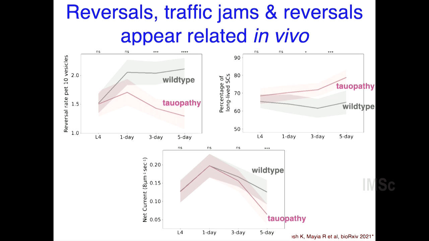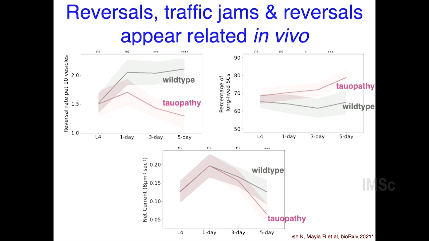So now let's circle back to the disease condition. Because we have a disease model in C. elegans, we can look at that. We can look at reversal rates, we can look at the number of cargo that are stalled, and we can look at net current. When you look at reversal rate, what you see, from a preteen or an adolescent to an adult going on to a middle-aged adult, is that your reversal rate goes up and continues fairly high in normal animals. In your sick animals, your reversal rate goes up a bit but begins to decline.